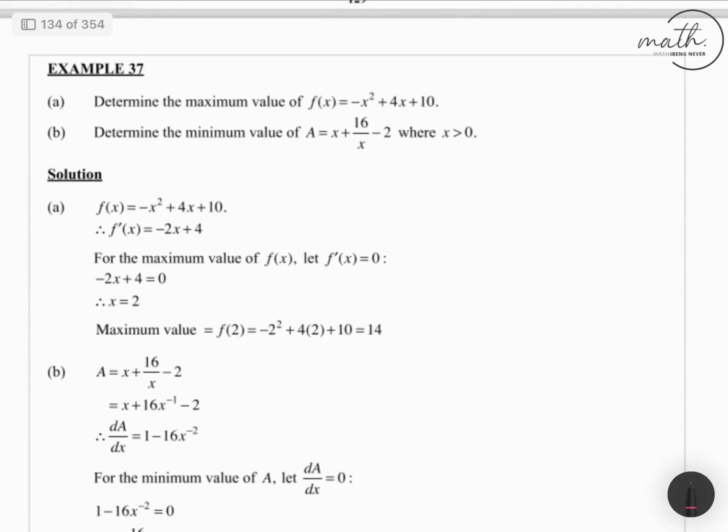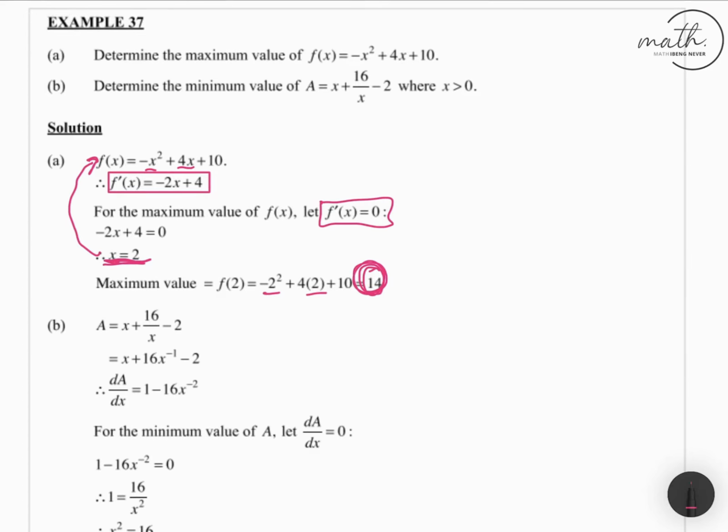examples below. A, determine the maximum value of f of x. Again, I just have to find f prime of x and equate it to 0. So first step, find f prime of x, or the derivative of f, then equate it to 0 and solve for x. You get that x is 2. Then you take this 2 and put it into the original. That is, where you see x, you put 2 there. Then that means the maximum value is 14. Now you'll notice that they can't ask for both minimum and maximum. It's either minimum or it's maximum.